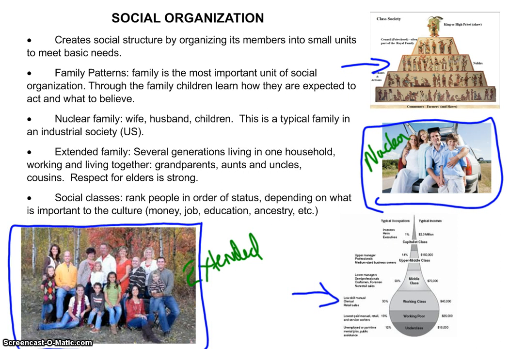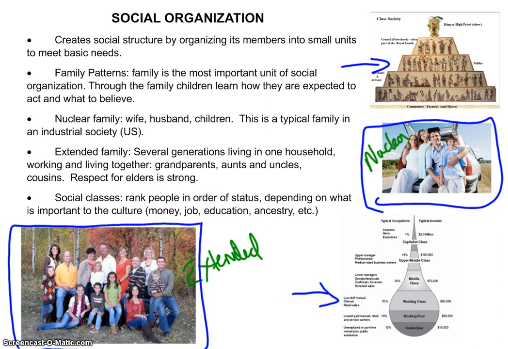Then below, you can see we have an extended family where several generations are living in one household and working and living together. Grandparents, aunts, uncles, cousins. Respect for elders is very strong. This is more earlier in United States history. This was very much true to the case. Some of you may live in this type of family where you have several generations living. It's often common in rural areas or in farming areas, and it's often common in a lot of other parts of the world.